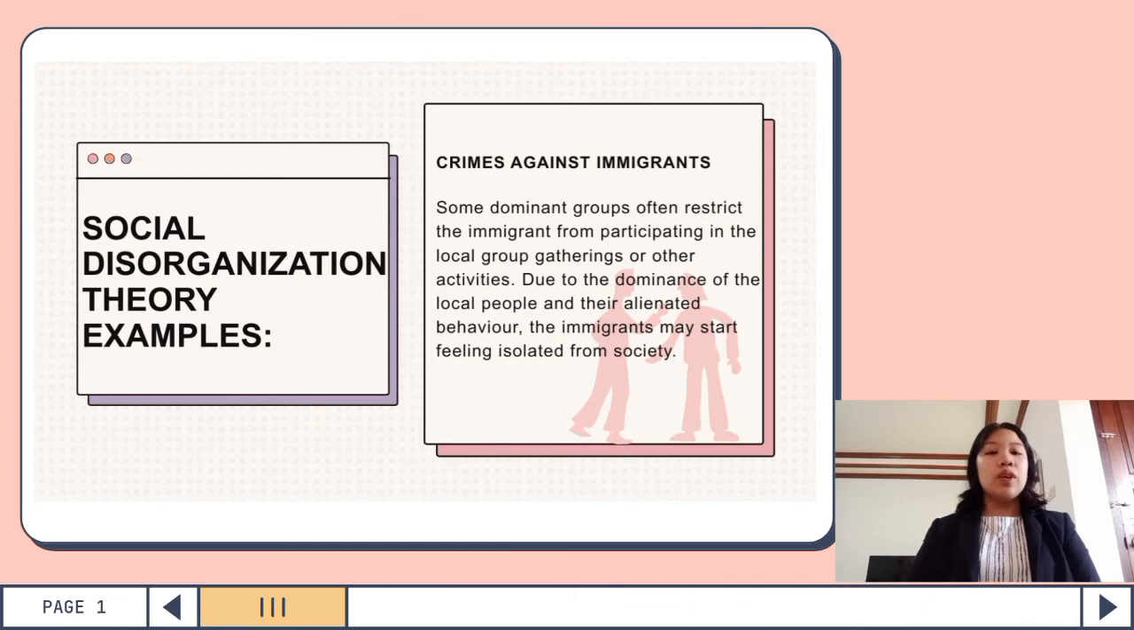The last one is crime against immigrants. Some dominant groups often restrict the immigrants from participating in local group gatherings or other activities.